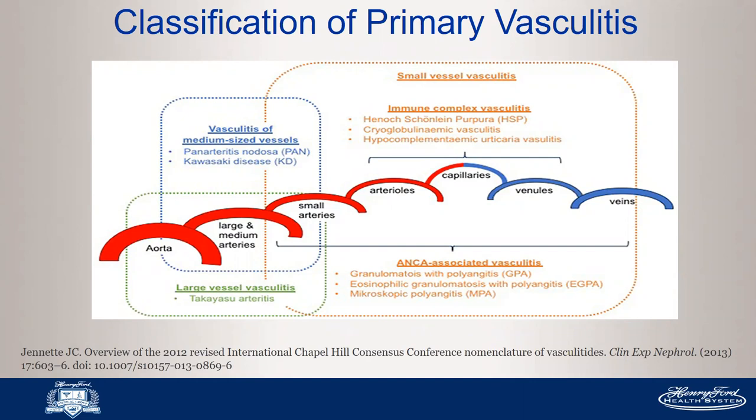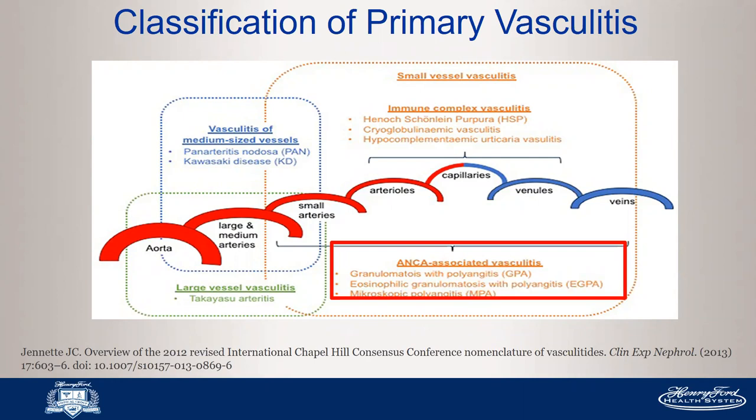And within the small vessel vasculitis umbrella, you have the immune complex mediated vasculitis, which is the HSP, the cryoglobulinemia related vasculitis. And you have the pauci-immune vasculitis, which is your ANCA vasculitis that includes your GPA, granulomatosis with polyangiitis, microscopic polyangiitis, and eosinophilic granulomatosis with polyangiitis. So that's what we'll be focusing on today.